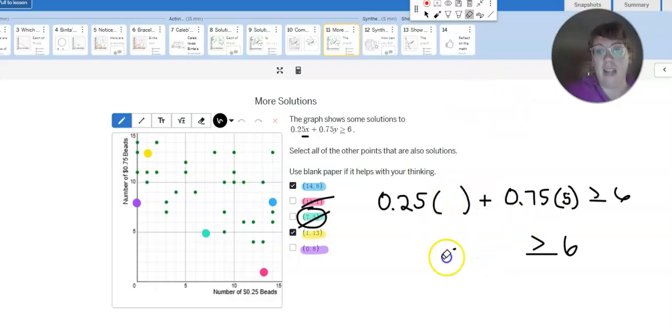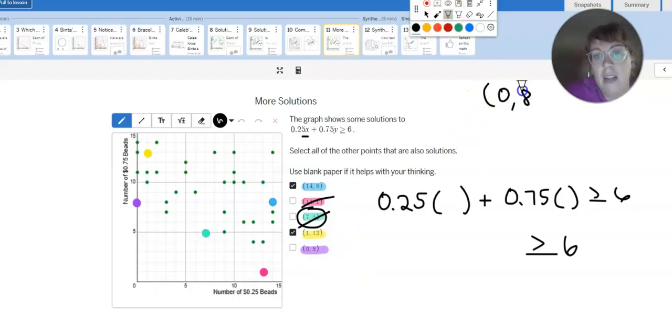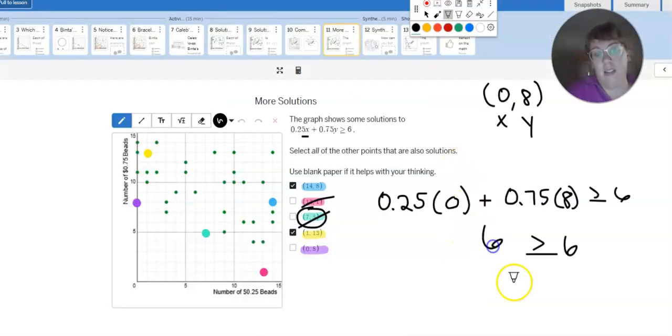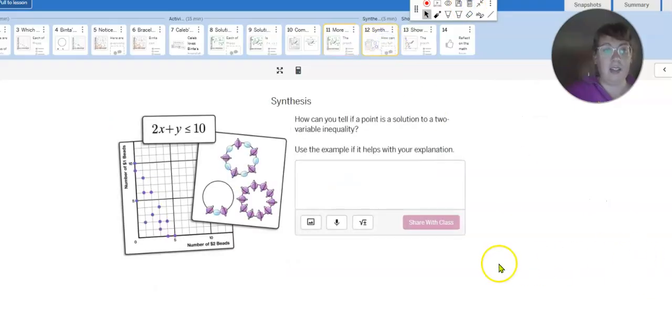So let's try our last option, which is 0, 8, when x is 0 and y is 8. 0.25 times 0 plus 0.75 times 8 gets us 6. So since we have the "or equal to," this one will work. So those are the 3 points, the purple, the light blue, and the yellow, that are solutions to this inequality. So make sure you got all that down, all 3 selected, and then you can go to the next slide.